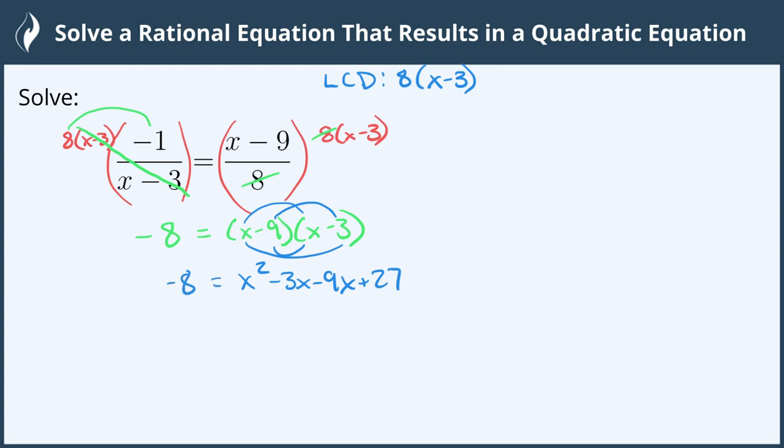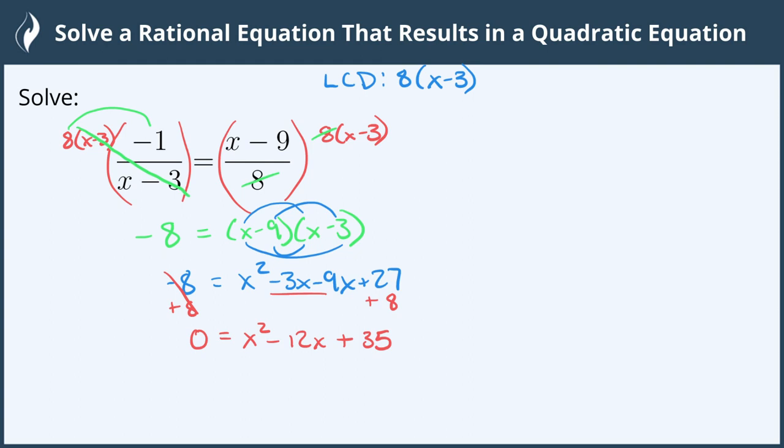Now we need to make this equal 0 so that we can take advantage of the zero product property by adding 8 and combining all like terms. So we have 0 equals x squared minus 12x plus 35. Now we need to solve this by factoring.